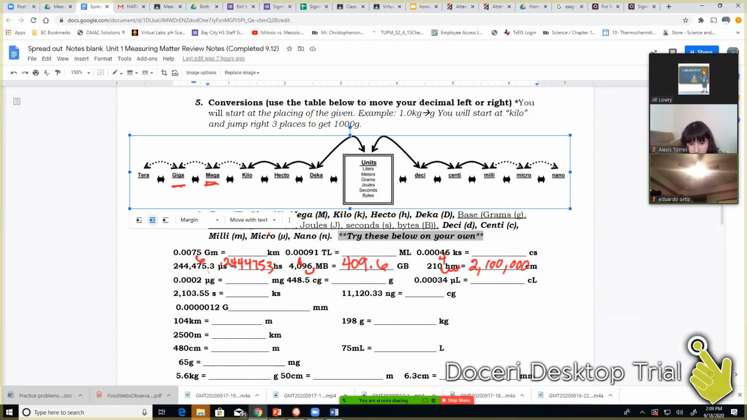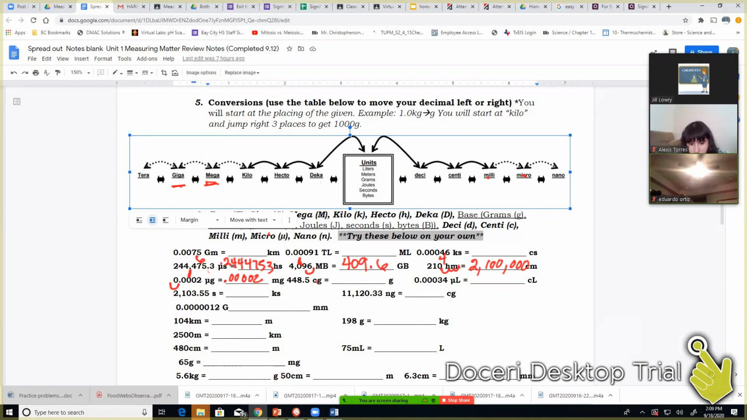All right, next one, micrograms to milligrams. How many places was that? Just one. So I went from micro to milli. So I got to back it up 1. 0.00002.